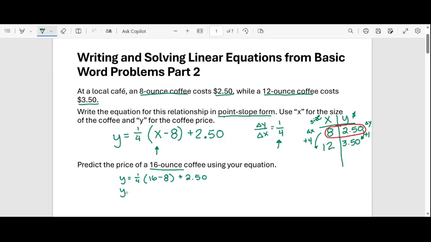So I'll say Y equals 1/4. I'm starting with my parentheses. 16 minus 8 is just 8. Then I'm going to do my multiplication next. My multiplication is 1/4 times 8, and 1/4 of 8 is 2. So I'll say Y equals 2 plus 250. Then I'll just do my addition. 2 plus 250 is 450. So Y equals 450. So the price of a 16-ounce coffee, based on the equation we made, is $4.50. Okay.